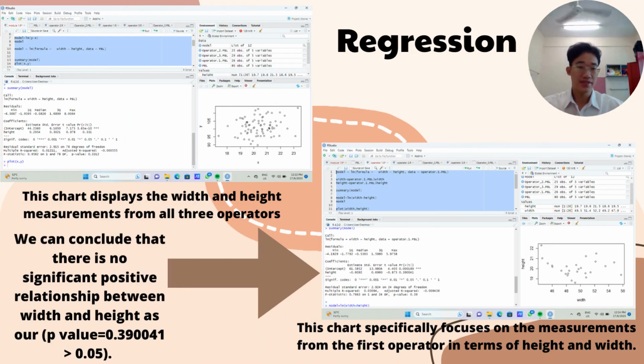We actually employed multiple tools for our analysis. Other than utilizing control charts in Excel, our team member Natasha utilized R programming to conduct linear regression, yielding similar results to those obtained through the control chart analysis. The first chart displays the width and height measurements for all three operators, while the second chart specifically focuses on the measurements from the first operator in terms of height and width.